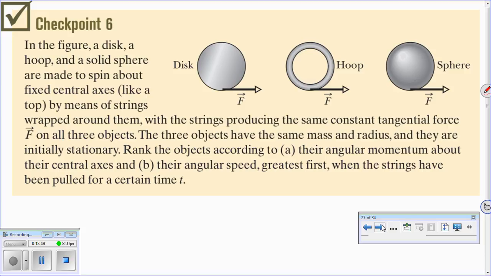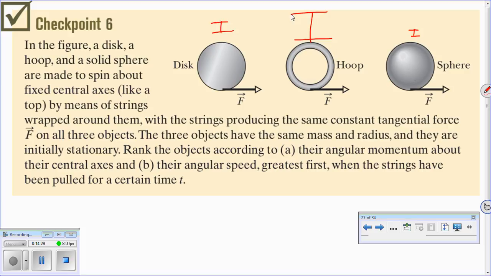So, let's do A first. Let's see if we can figure out which one of these things is going to gain the most momentum as a result of these forces. Thoughts? The hoop, because it has the most rotational inertia. Okay, I agree, this one definitely has the biggest inertia. Which one has the smallest inertia? The sphere. And so this one's going to be somewhere in the middle, right?